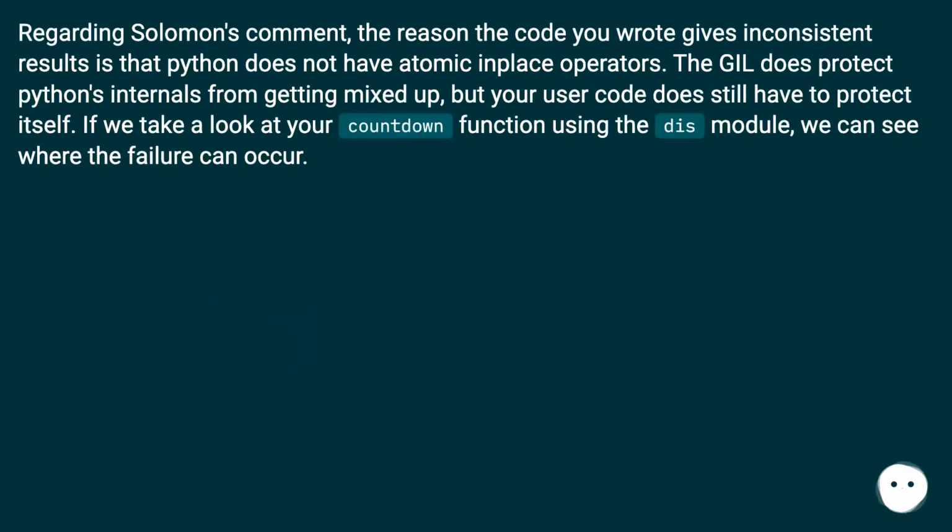Regarding Solomon's comment, the reason the code you wrote gives inconsistent results is that Python does not have atomic in-place operators. The GIL does protect Python's internals from getting mixed up, but your user code does still have to protect itself. If we take a look at your countdown function using the dis module, we can see where the failure can occur.